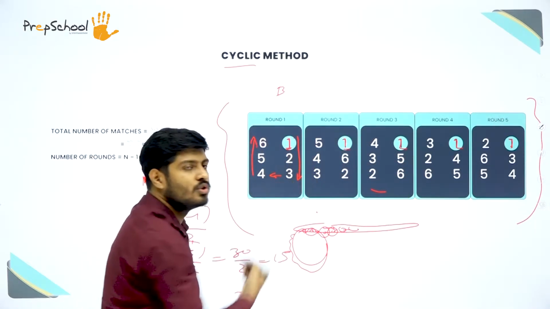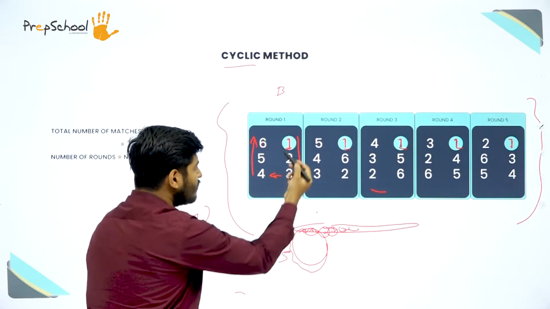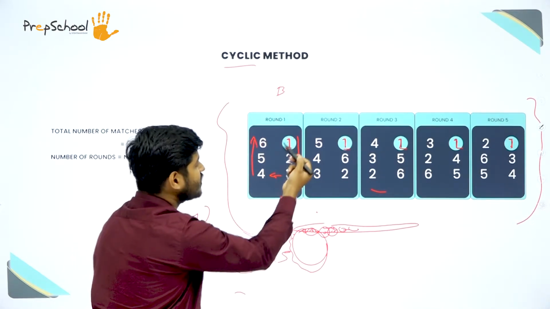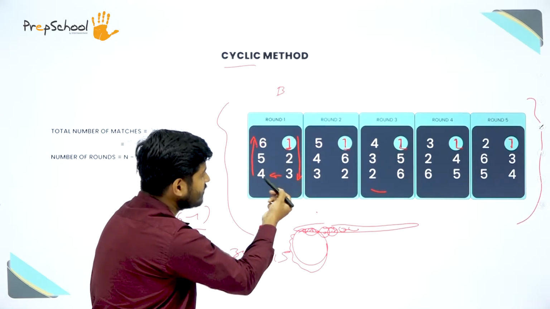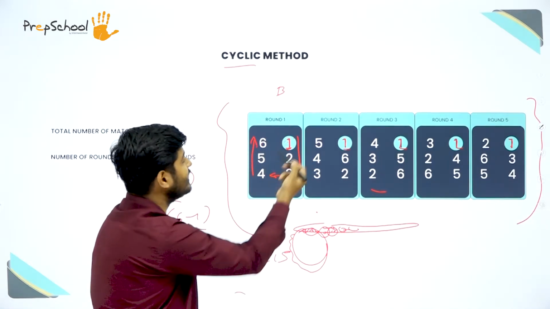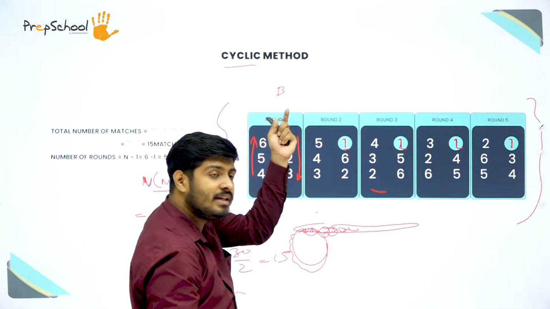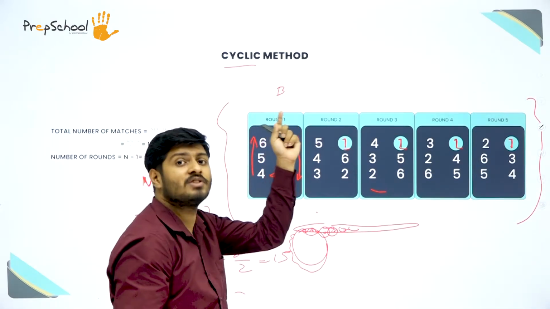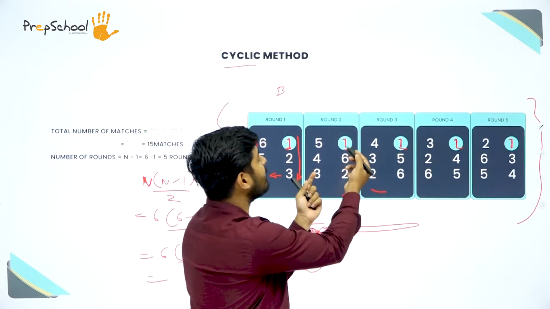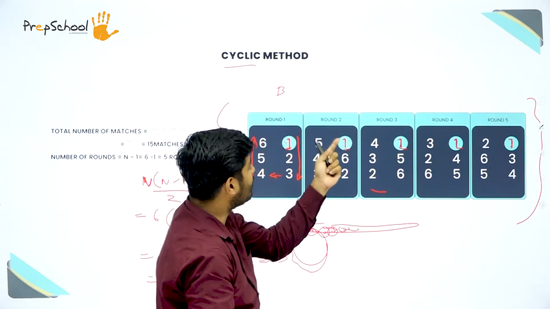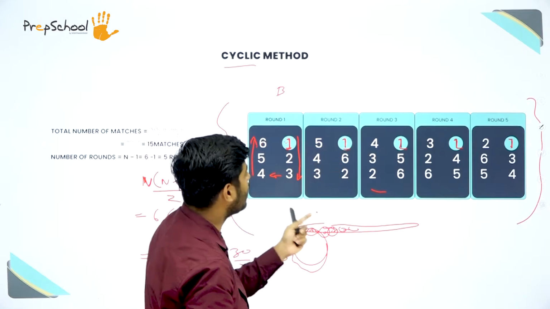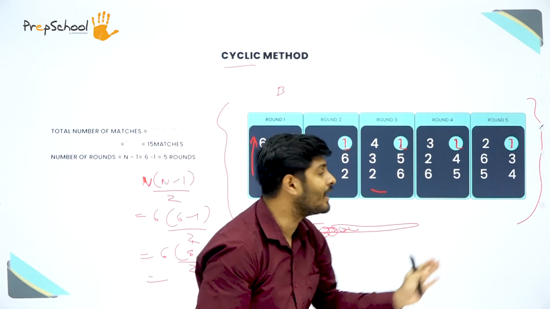1 is competing with 2, okay? 1 is competing with 3, 1 is competing with 4, 1 is competing with 5, 1 is competing with 6. Like that it is going, okay? So 1 is competing with all the teams. The same is happening over here also, okay? So every team is competing with each other, and we are carrying forward the cyclic method.